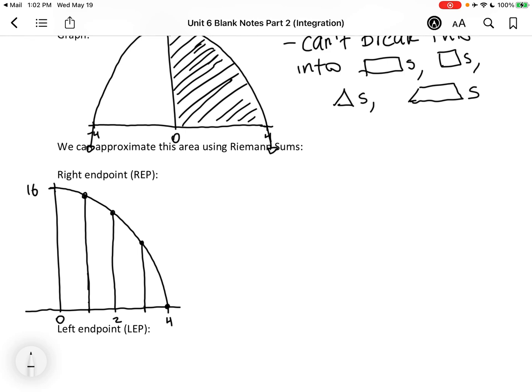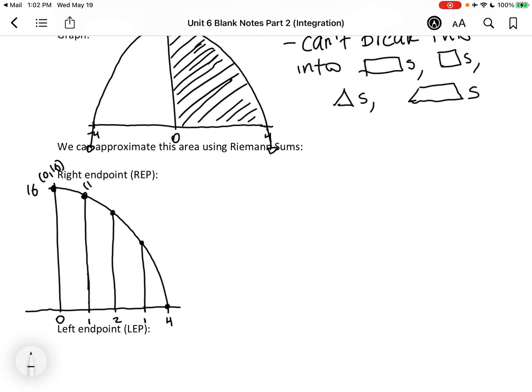And Riemann used a couple of different methods. He used the right endpoint of each partition to approximate. He used the left endpoint, and he also used the midpoint. So we're going to start by using the right endpoint of each partition. And the right endpoint of the first partition is right here. And so this is 16, right? This is basically the point 0, 16. This is the point 1, and then f of 1.